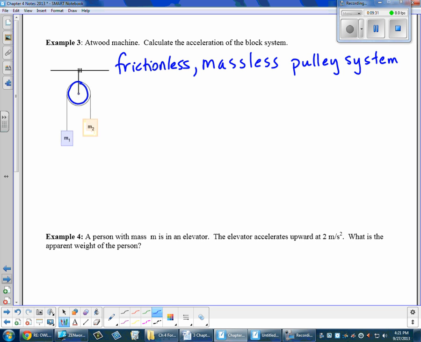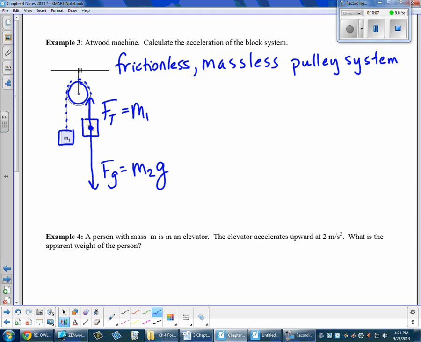So I'm going to draw a force diagram for M2. So M2 has two forces on it. It has the force of its own weight, which is equal to M2 times G. And then it also has a tension force. Now the tension force is less than the force of gravity, and this is going to cause the block to accelerate downward. The tension force in this string is caused by M1. And that tension force, therefore, is equal to M1 times G.